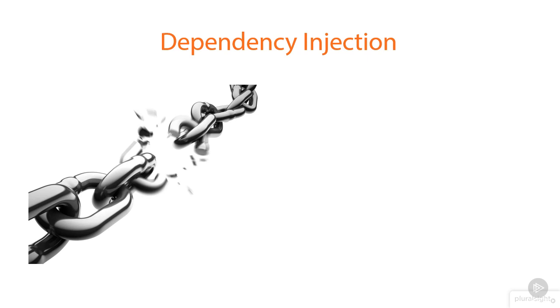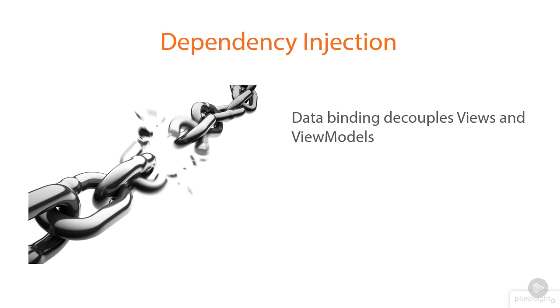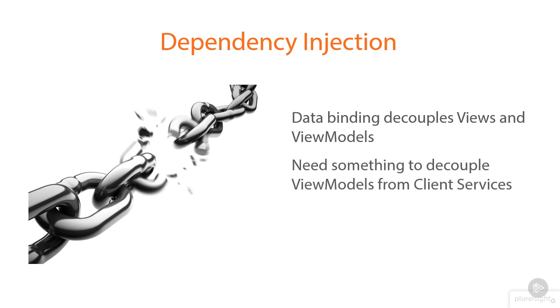Now let's talk a little bit about dependency injection. We've already seen that data binding decouples views and view models from each other, allows them to communicate without knowing explicitly about what's on the other end of the communication pipeline. Now we need something similar to decouple our view models from the client services.